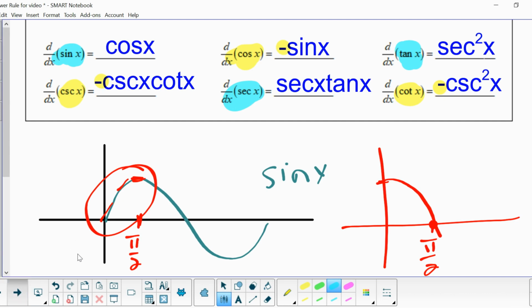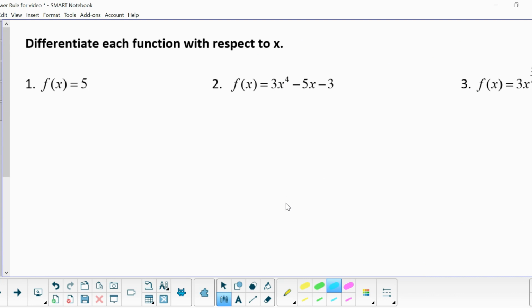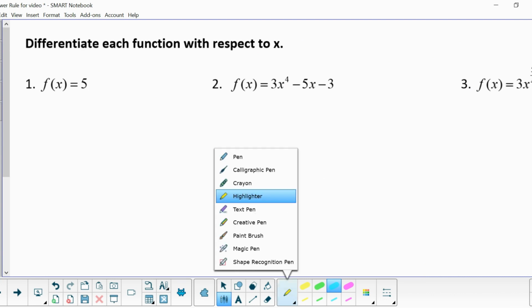Okay, so then let's just do some practice. And then once we're done practicing, then you can start your homework, which I believe is a Math Excel.